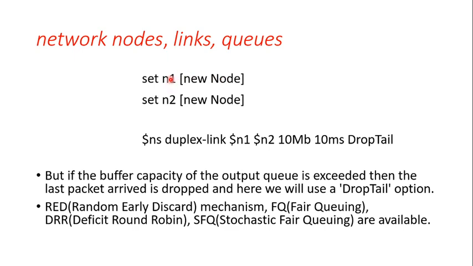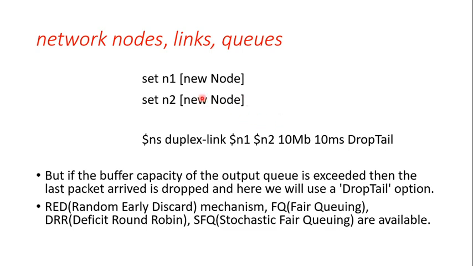Now this n1 is a pointer variable, so it can be any number. Based on the number of nodes you want to create, you can have that many statements. So if you want to have 2 nodes, you need to have set n1, set n2, new Node, new Node. If you want to have 10, you should explicitly declare set n1, n2, n3, n4 till n10. So like this, n number of nodes need to be declared explicitly in this way.